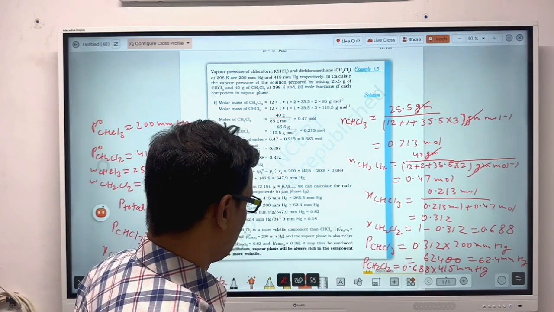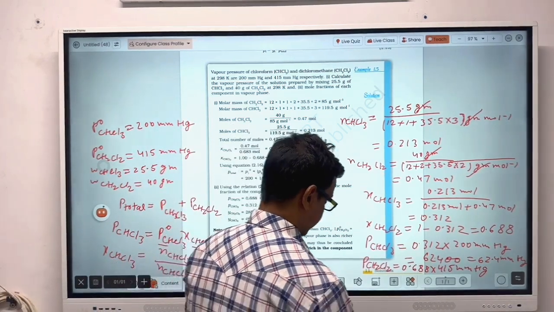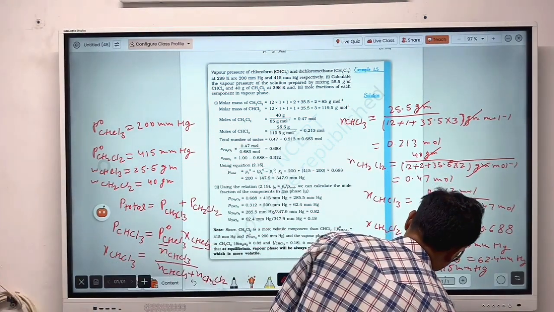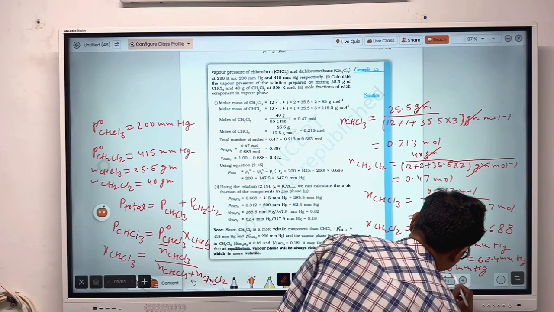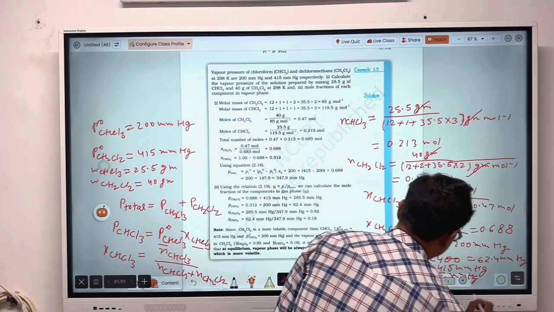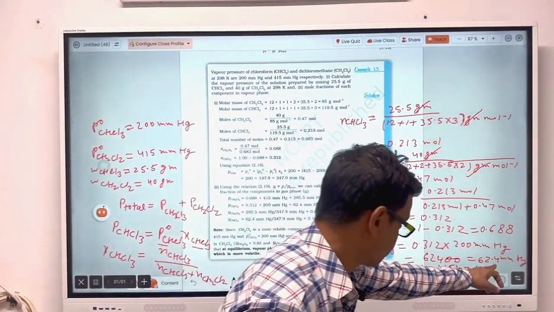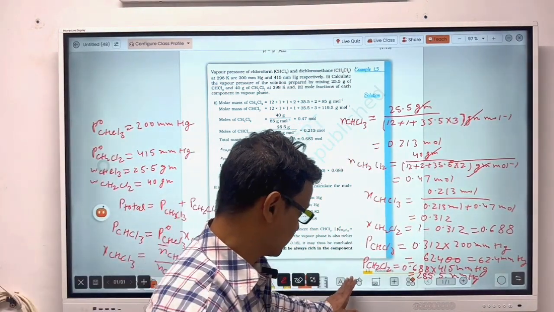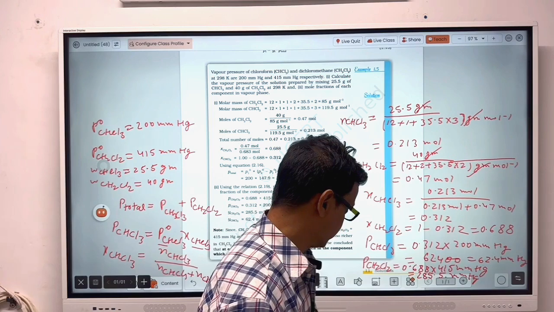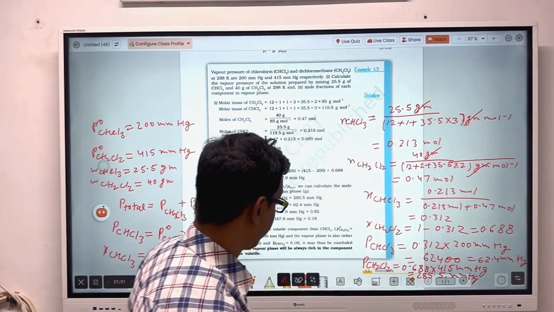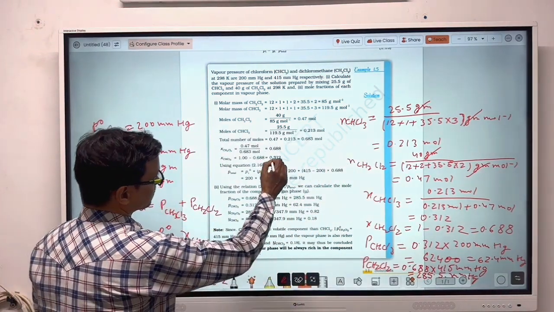285.5 mmHg. So you got the partial vapor pressure of chloroform, that is 62.4 mmHg, and the partial pressure of dichloromethane, that is 285.5 mmHg. So P total will be how much?